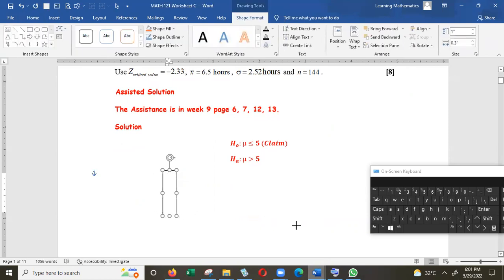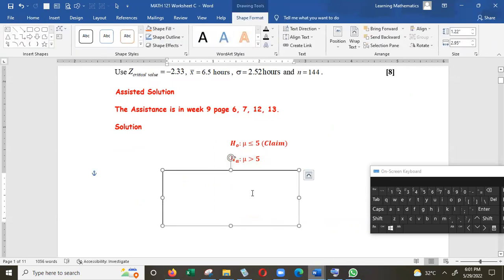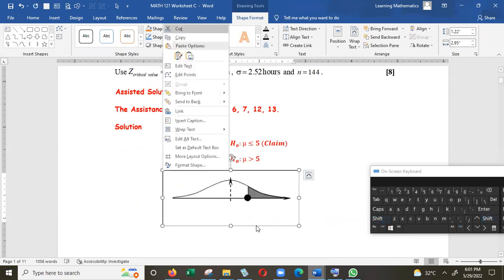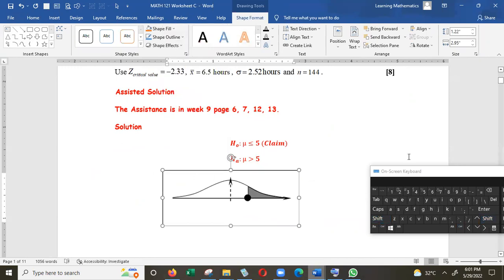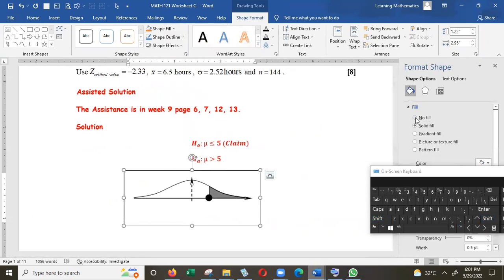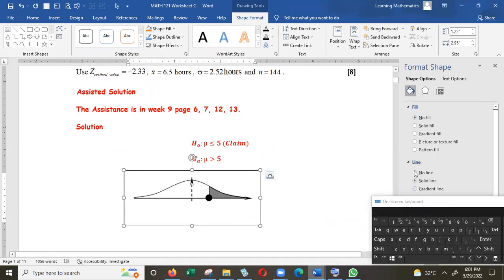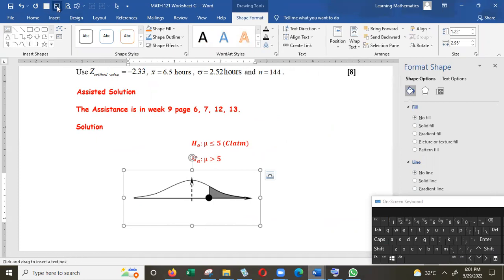A right tail test. As you can clearly see, the alternative symbol is pointing to the right. Okay. And we can right click or shift F10, format. And for this shape, we don't need no fill and no line. So now we need to plot the critical value, because this is a critical value approach.